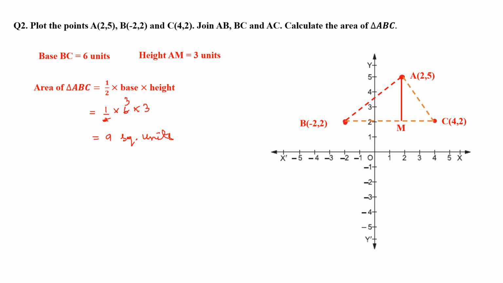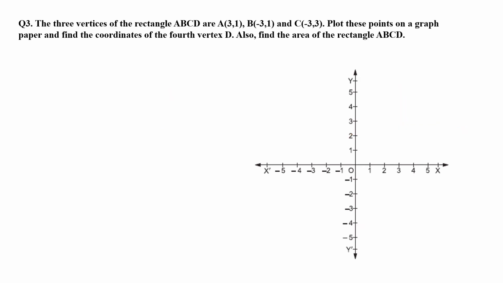Okay. Now moving to question 3. Now question number 3. The three vertices of the rectangle ABCD are A (3, 1), B (-3, 1) and C (-3, 3). Plot these points on a graph paper and find the coordinate of the fourth vertex D. Also find the area of the rectangle ABCD. So I'm going to plot the points over here. Now the first coordinate is A, x and y coordinates are 3 and 1 respectively, and both are positive. So it will lie in the first quadrant, isn't it?